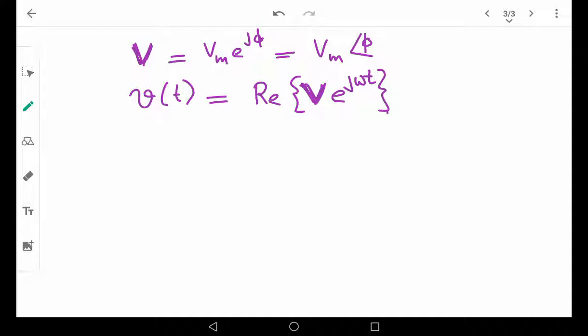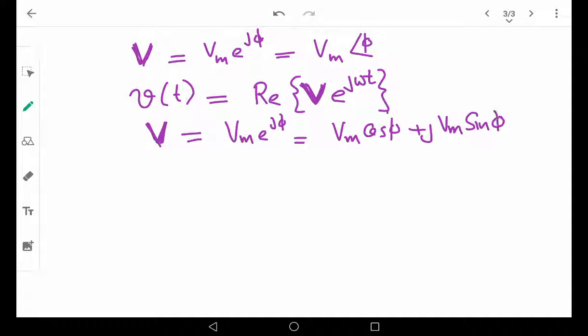Understand? And you can write V also like this: V is Vm e raised to j phi, equal to Vm cos phi plus j Vm sin phi. These are all simple expressions. So what this phasor does is it transforms a time domain signal into a complex number. That's what a phasor does.